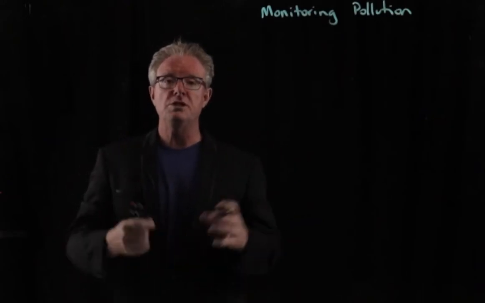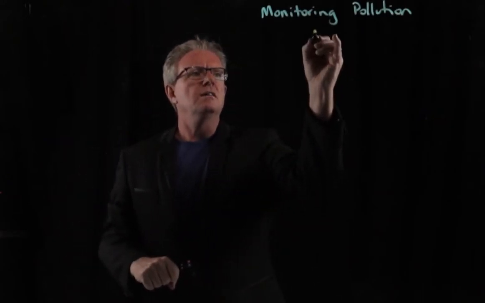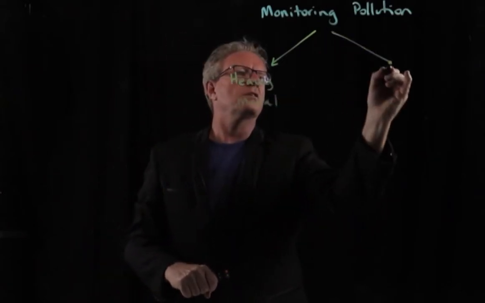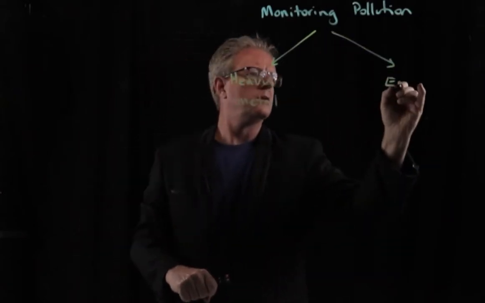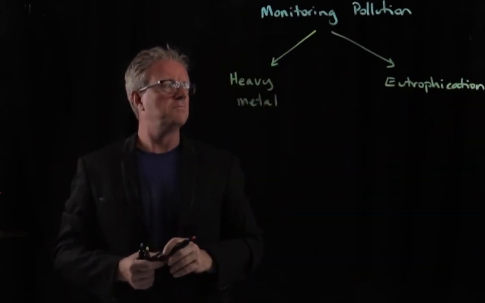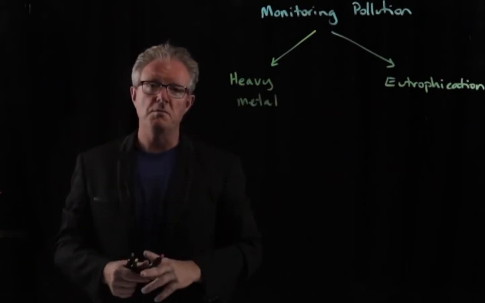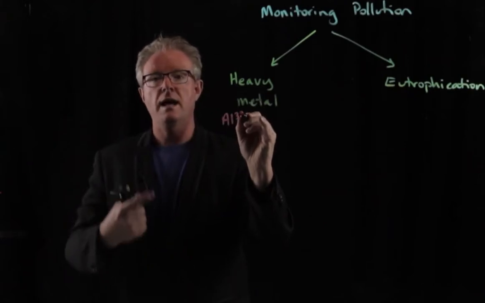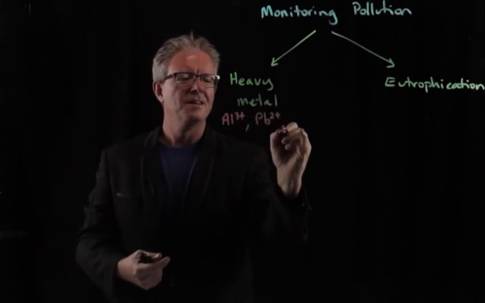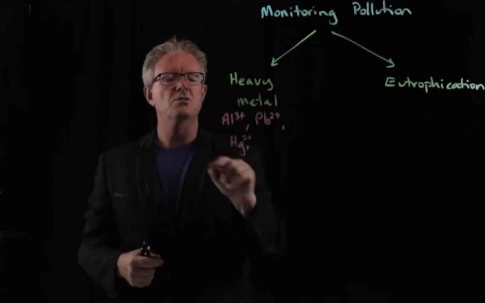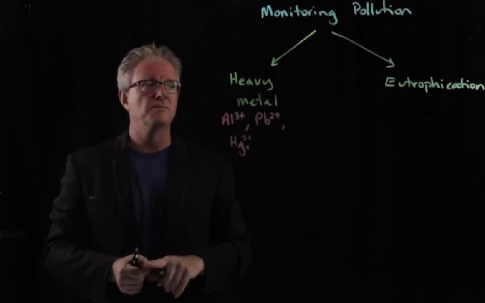All right, welcome to this video on monitoring pollution. What we mean by pollution in this particular video breaks up into two places. We're going to talk about heavy metal monitoring and we're going to talk about eutrophication. Now, heavy metals. Not that type of metal, but metal ions. That could be lead, aluminium, mercury. Could be a lot of different things, but those ions come from industrial waste.